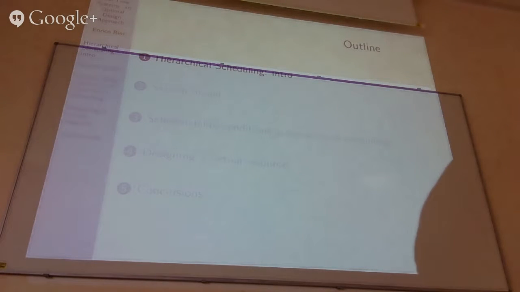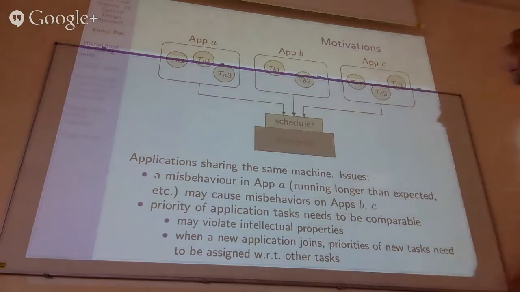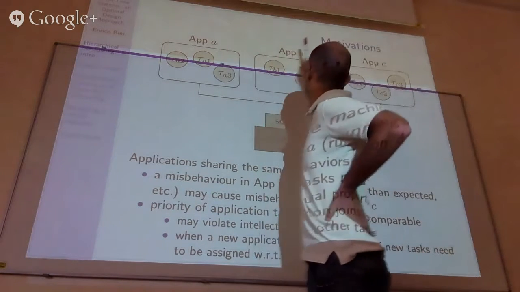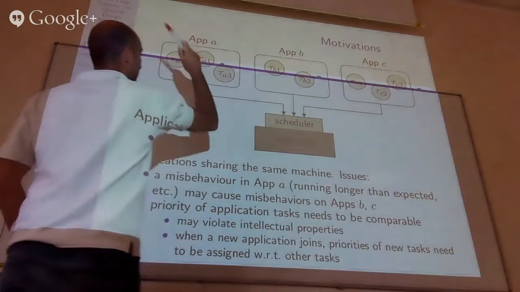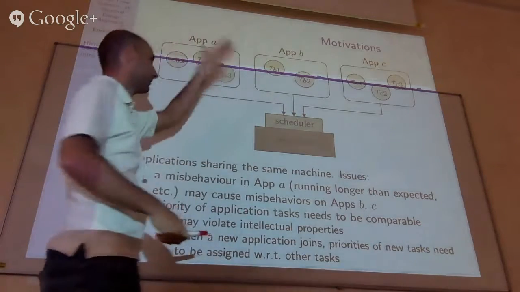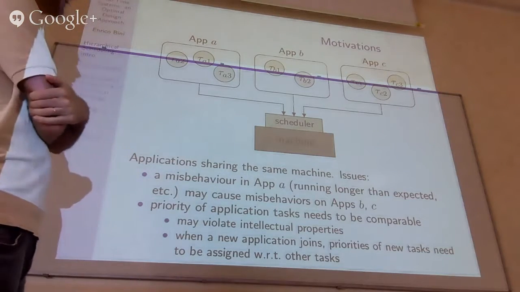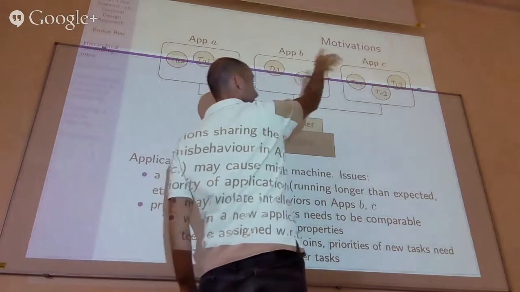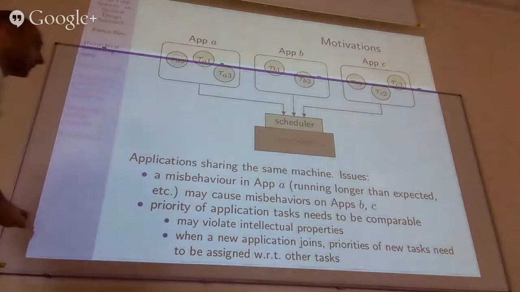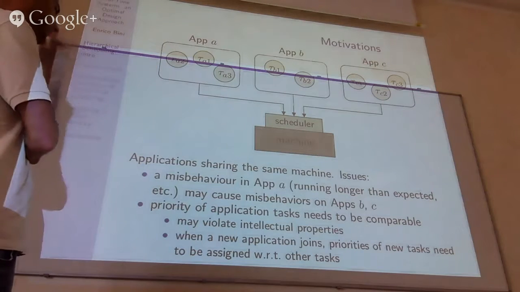Let me first introduce the problem from my perspective. What's the motivation for this? When we have many applications, here denoted by app A, app B, app C, each of them composed by some tasks, say 2 or 3 or whatever, what's the problem when they are all running on the same machine? Here we have a machine and a scheduler, which is scheduling tasks coming from all the applications. What is the problem with the approach depicted in this figure?